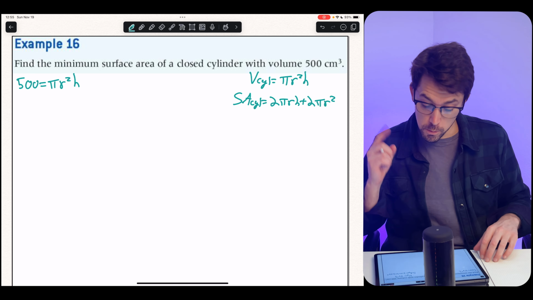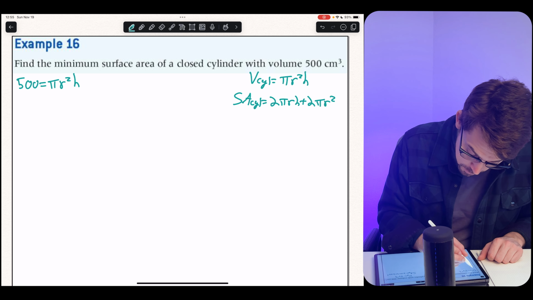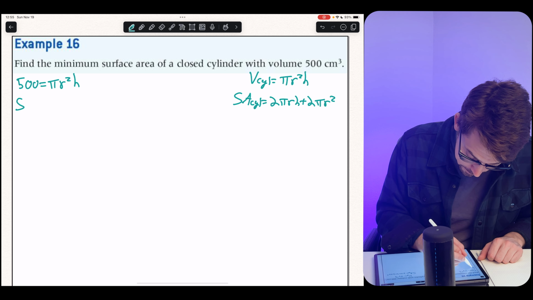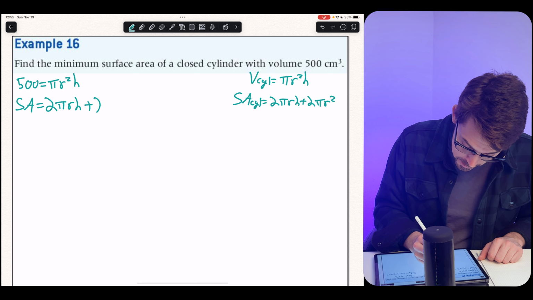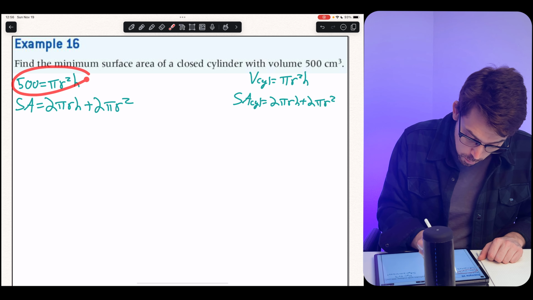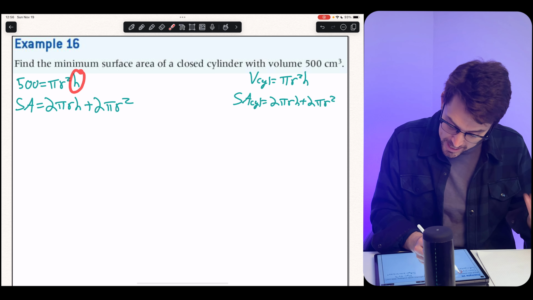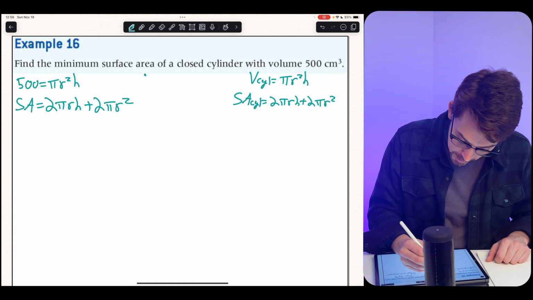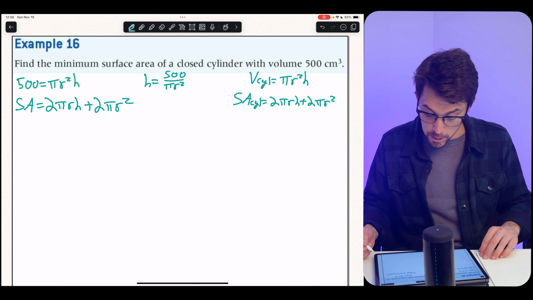So what I mean to say is that let's write out the surface area formula right next to it, which is that the surface area is 2 pi r h plus 2 pi r squared. And what's going to be easy is if I rearrange this equation so that I make h the subject, h equals. So h is going to be equal to 500 all over pi r squared. Again, just divide each side by pi r squared.